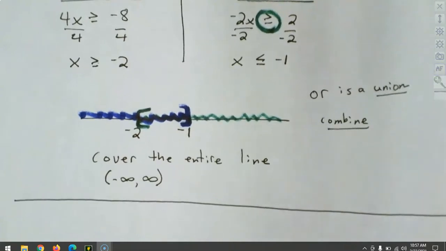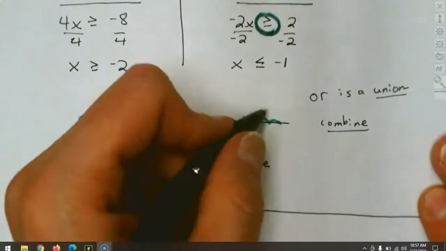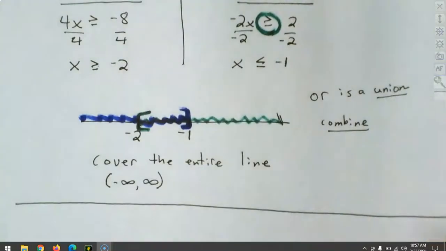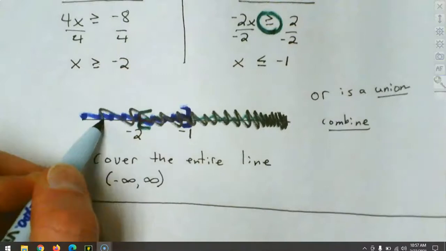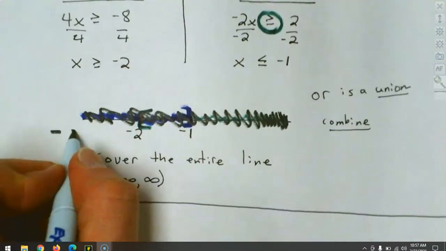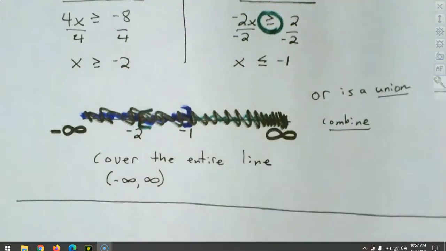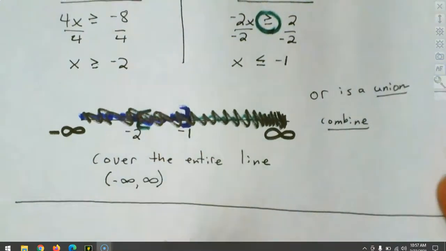No brackets, because remember, on infinity, what do we always use? No matter what, infinity gets parentheses. Okay, so we have brackets here, but when we cover this entire line, see what it's doing is it's covering all of that, right? Because it covers the entire part, and that's negative to positive infinity, and negative to positive infinity, they always get parentheses. So make sure you note that.